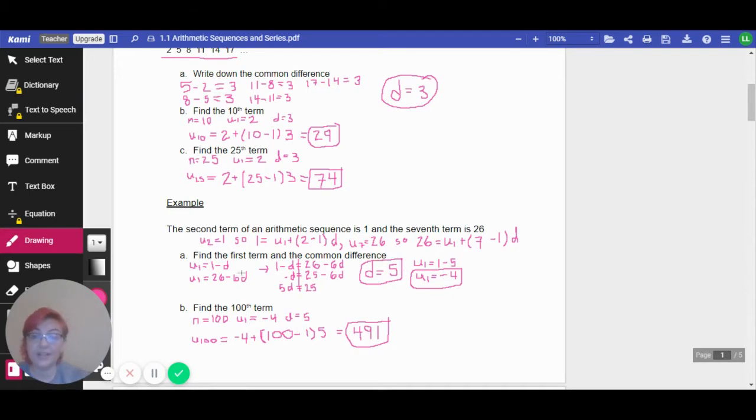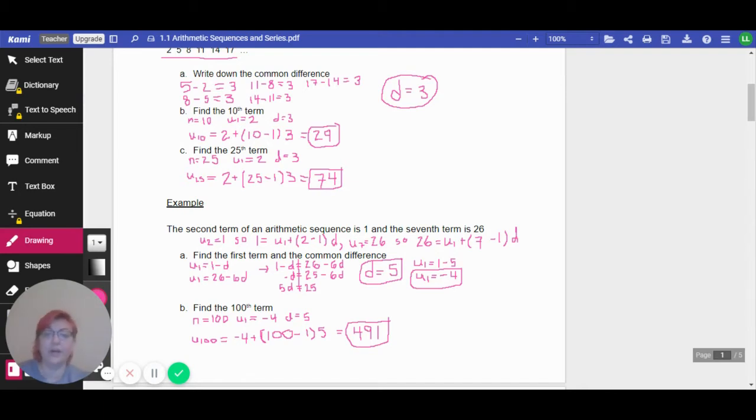From there, I could plug into either one of these equations to find what I'm looking for. I chose to plug it into the first one. The first term is equal to 1 minus 5, because I plugged in 5 for the common difference, and I found that the first term is negative 4.